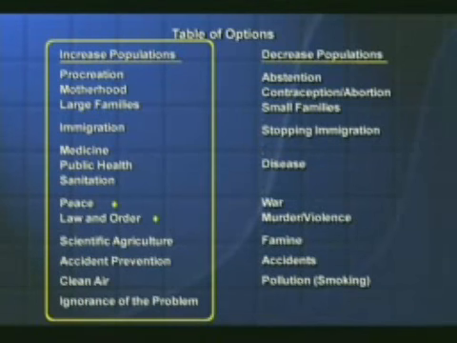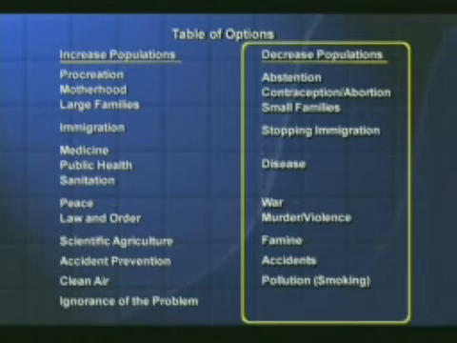There's peace, law and order. Scientific agriculture has lowered the death rate due to famine. That just makes the population problem worse. The 55-mile-an-hour speed limit saved thousands of lives. That makes the population problem worse. Clean air makes it worse. Now, in this column are some of the things we should encourage if we want to lower the rate of growth of population, and in so doing help solve the population problem. Well, there's abstention, contraception, abortion, small families, stop immigration, disease, war, murder, famine, accidents. Now, smoking clearly raises the death rate. Now, that helps solve the problem.